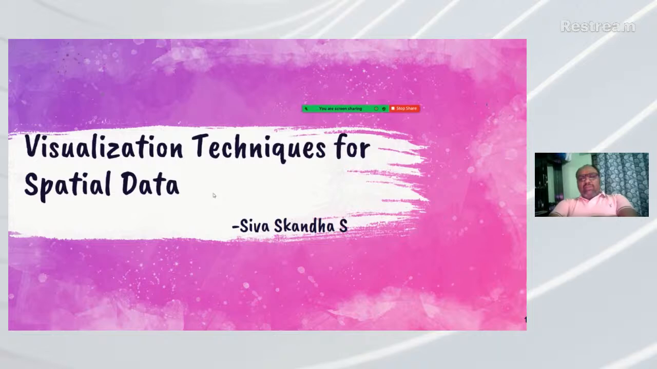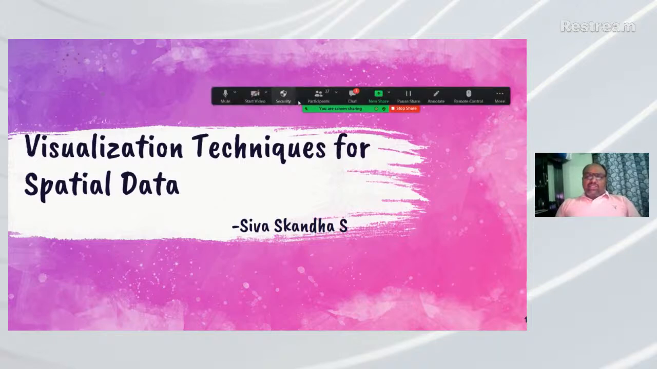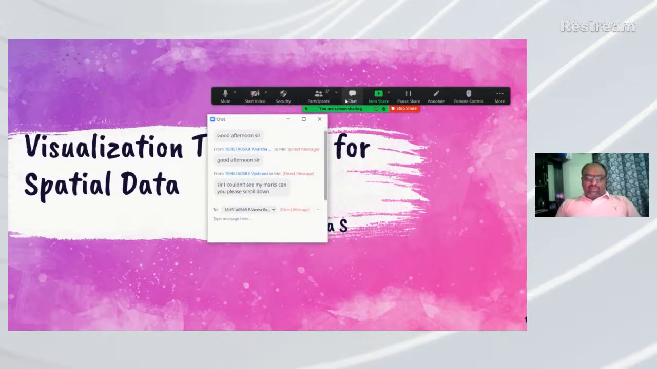Depending upon the maps or the parts where we visualize, spatial data has different names also. One of the most important and dominant kinds of spatial data, the terminology you can remember, is geospatial data. I'm writing here geospatial data.